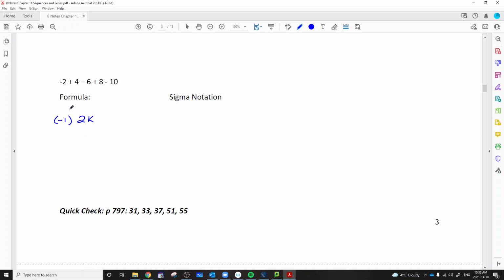Does that work with -1? Well, I want my first term to be negative, so I want my first one to be an odd number. So if I put in 1, it gets negative. Put in 2, positive, 3, negative, and so on. So this works. This is my formula. And I'm starting where k is 1, up till k is 1, 2, 3, 4, 5. So for your sigma notation, you would draw your summation notation. You'd start from where k is 1. You'd go up to k is 5. For the equation, -1 to the k times 2k.